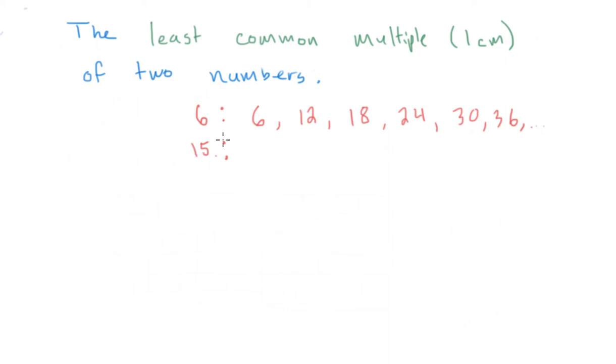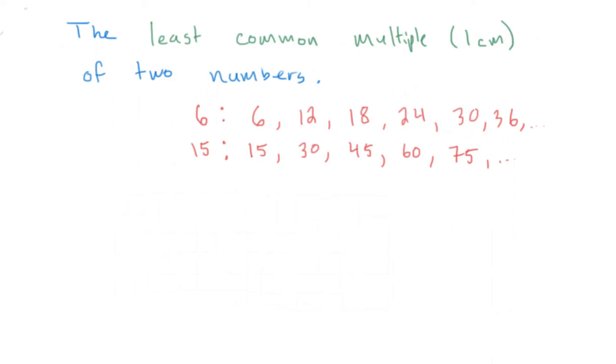All right, let's do the same thing for 15. So 15, that's 1 times 15. Then we have 30, 2 times 15, 45, 60, 75, etc.